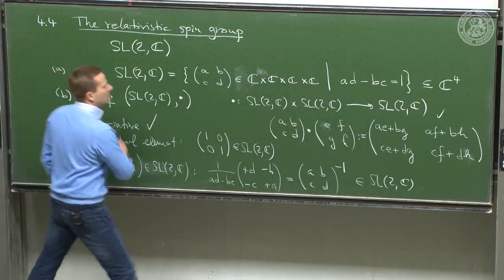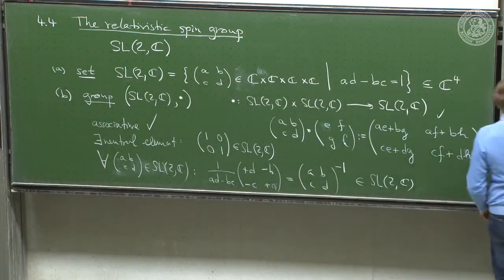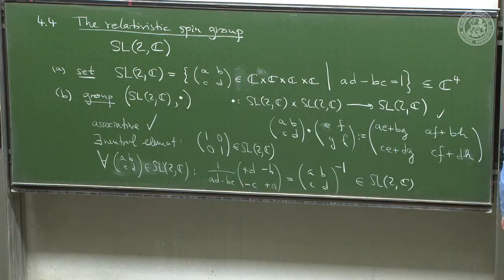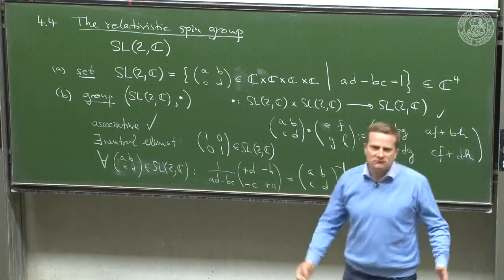So at this point, we learned, indeed, that SL2 C, this set, together with this operation, is a non-commutative, a non-abelian, but nevertheless, it's a group. Fair enough.